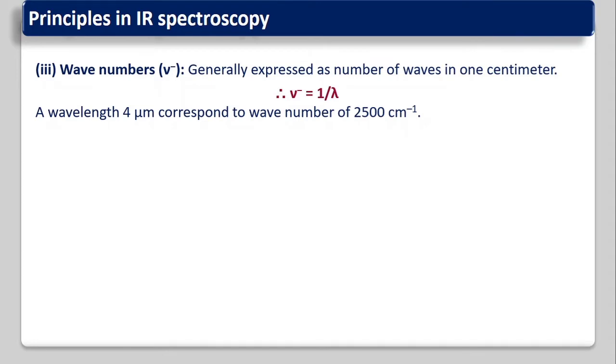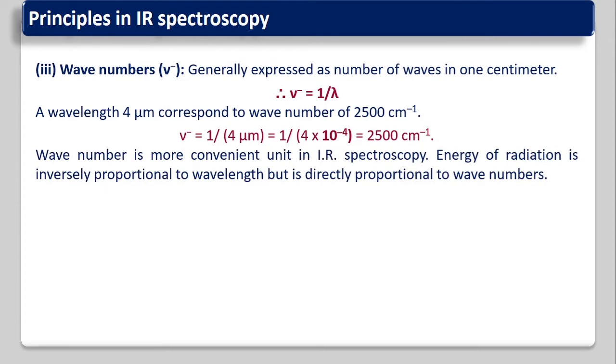A wavelength of 4 micrometer corresponds to the wave number 2500 centimeter inverse, because nu bar is equal to 1 upon lambda. Lambda is given, that is 4 micrometer. So 1 upon 4 micrometer. So that micrometer is converted to centimeter. So 1 upon 4 into 10 raised to minus 4 centimeter inverse. So that comes to 2500 centimeter inverse. The wave number is the more convenient unit in case of IR spectroscopy, as compared to the wavelength.